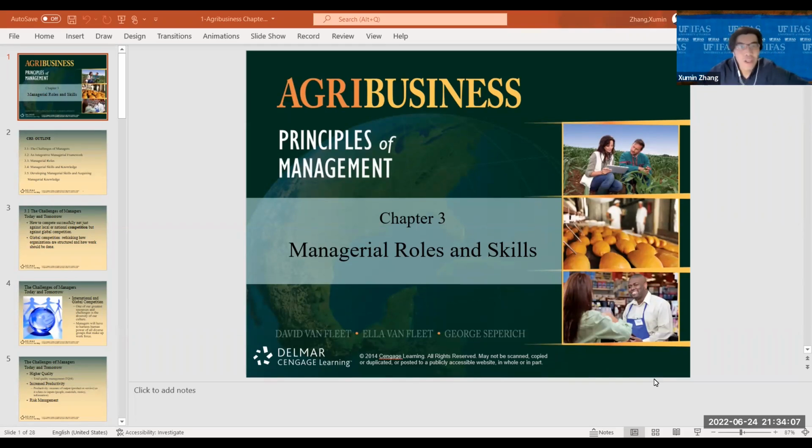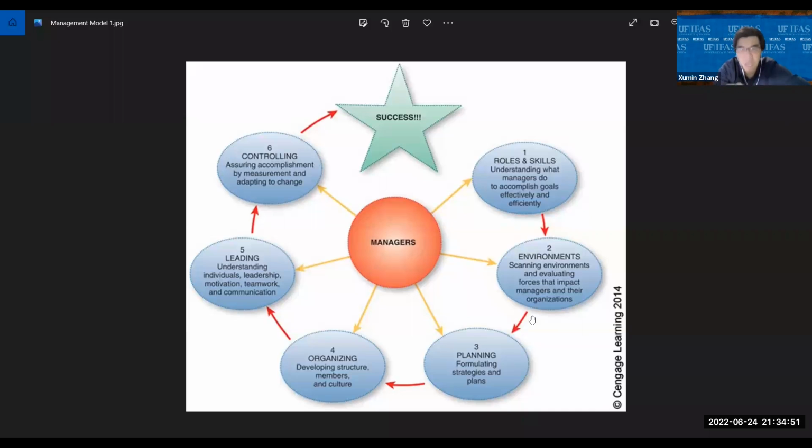We finished our introduction to agribusiness, right? We finished our introduction to management. Before I start chapter 3, which is about the managerial role and skill, we have somehow discussed a basic management model. Let me grab that to have a big picture of our journey. This one is actually the model that we are following.